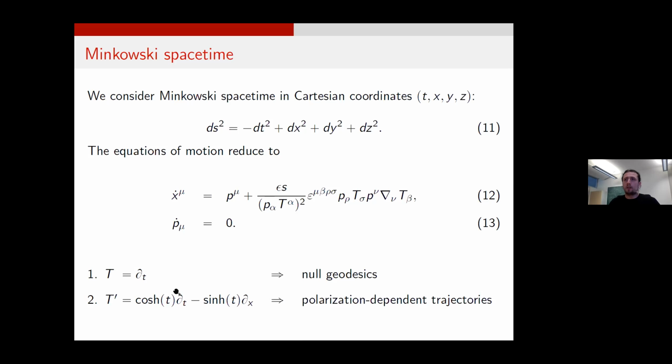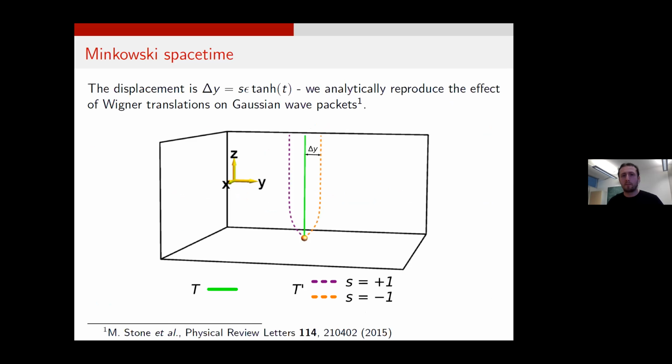The second possibility is to choose some family of boosted observers. Here I have t prime as one example, which is a family of boosted observers along the x-axis, where the rapidity of the boost is parameterized by the time coordinate in Minkowski. And in this case, the correction term over here is non-zero, and what we obtain are polarization-dependent trajectories. So let me plot these trajectories for you, and hopefully this will start to make things a bit more clear.